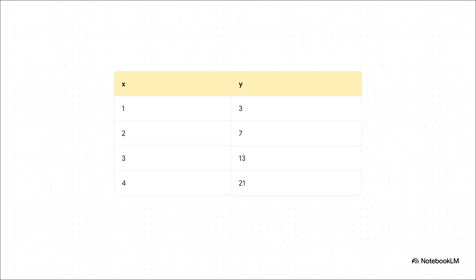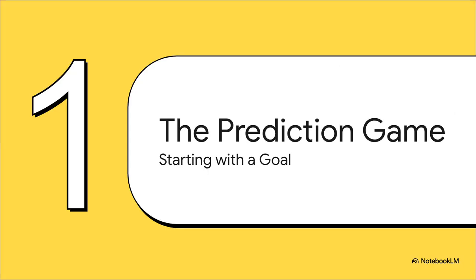All right, so here's our challenge. We've got just 4 data points. Super simple. When x is 1, y is 3. When x is 2, y is 7. You get the idea. Our mission is to teach a machine to find the hidden rule that connects x and y.